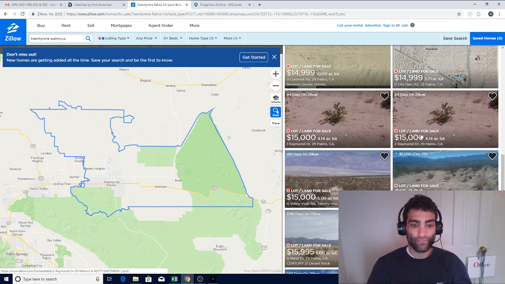And then last thing I really want to talk about is zoning. Zoning of a property can tremendously improve the value of a property.